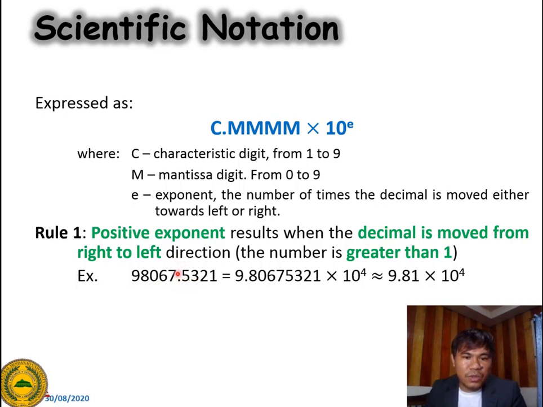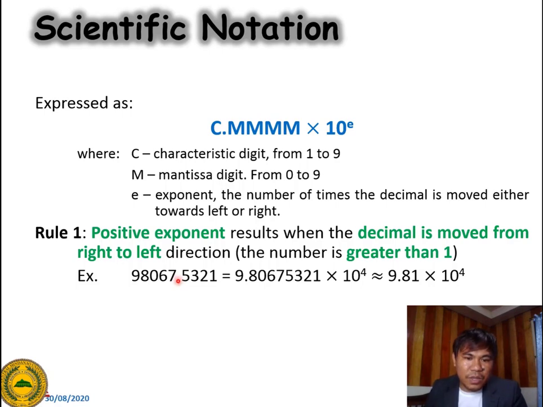So if we try to rewrite this into scientific notation form, all you have to remember is to rewrite this into this form. So we have a digit, dot, the mantissa digit, times 10 to the power p. In this case, the period is found here.